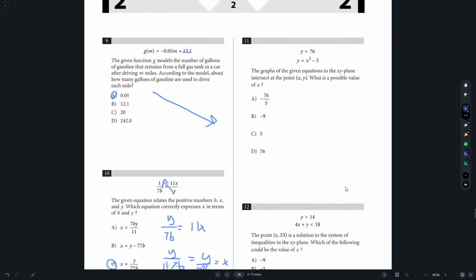Y is equal to 76, and y is equal to x squared minus 5. The graphs of the given equations in the xy plane intersect at the point x comma y. What is a possible value of x? For them to intersect means that y needs to equal 76. So 76 is equal to x squared minus 5. This doesn't look like a nice number.